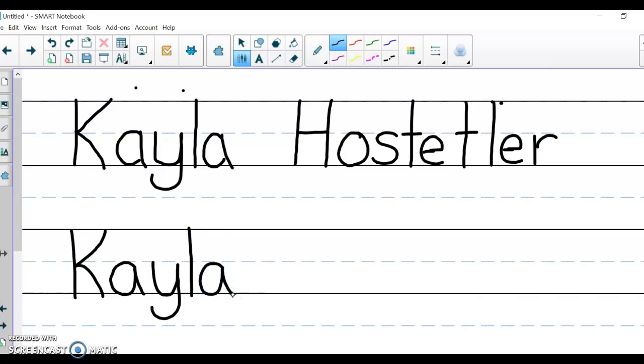And then after you got your first name, you're going to go ahead and write your last name. Again, the first letter of our last name is an uppercase letter, and make sure you measured your thumb space in between. And the rest of the letters are going to be lowercase.